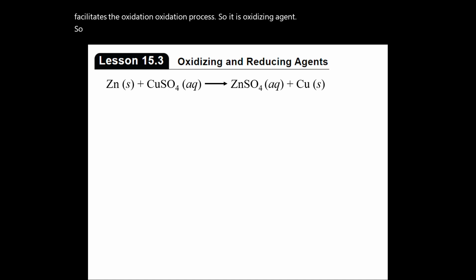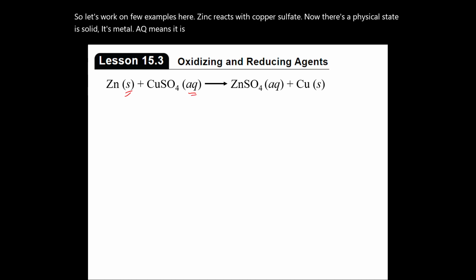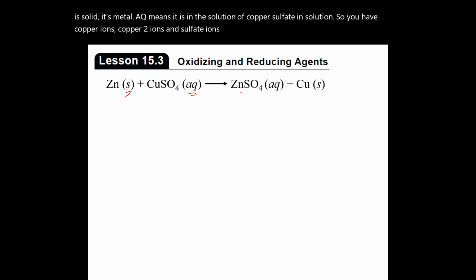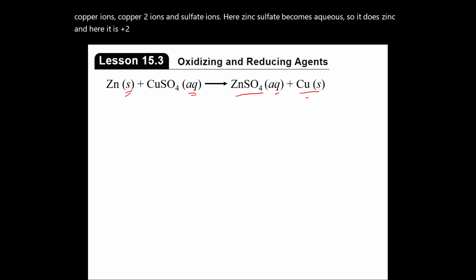So let's work on a few examples here. Zinc reacts with copper sulfate. Now this physical state is solid, it's metal. AQ means it is in solution, copper sulfate in solution. So you have copper 2+ ions and sulfate ions. Here zinc sulfate becomes aqueous, so it does zinc, and here it is +2, and copper is 0.